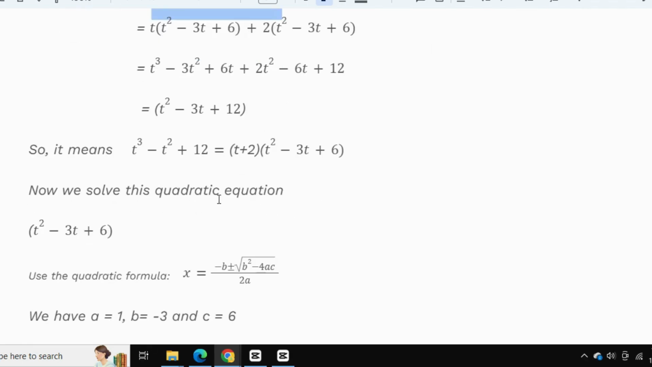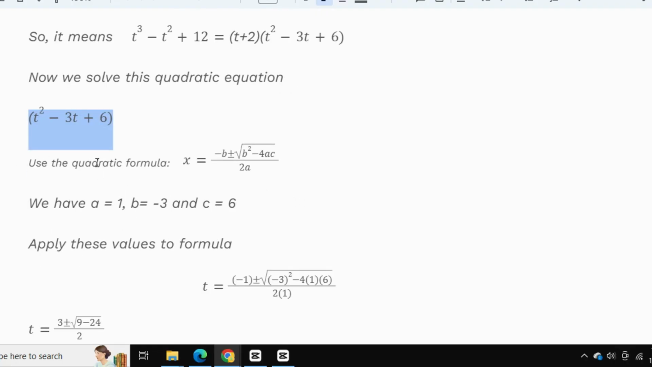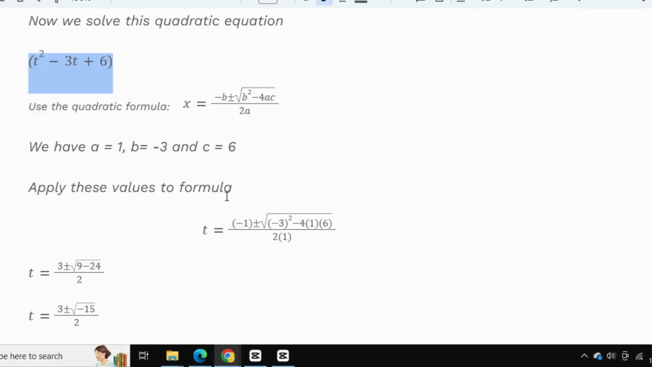Now we solve this quadratic equation, t squared minus 3t plus 6. Use the quadratic formula. We have a equals 1, b equals -3, and c equals 6. Apply these values to the formula.